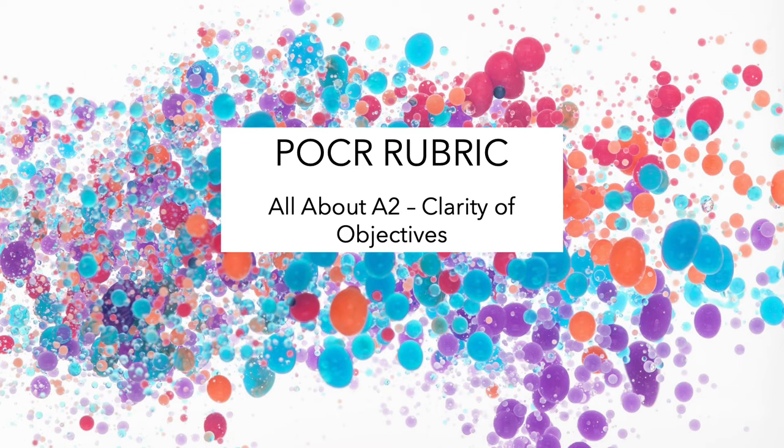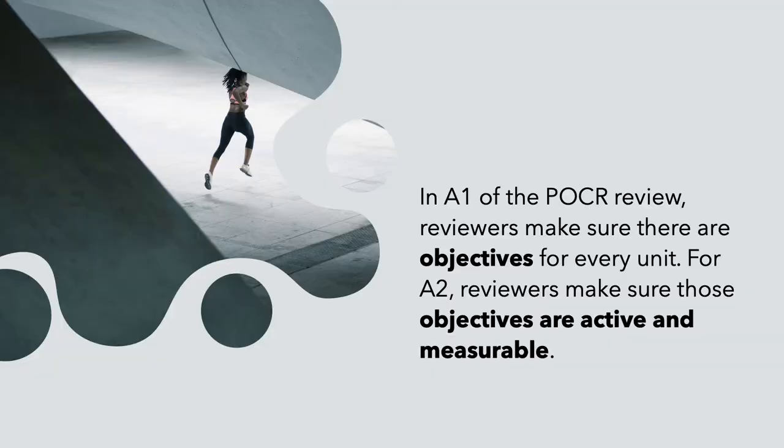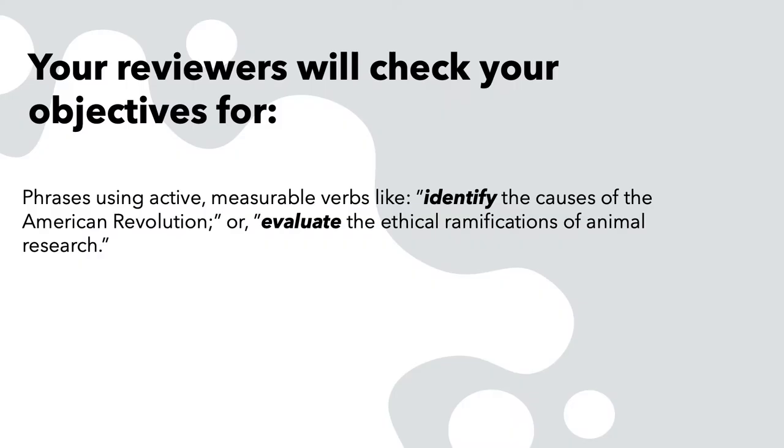Conquering item A2 of the rubric has to do with clarifying your student objectives and making sure that they are active. So in A1 of the review, the reviewers will make sure there are objectives for every one of your class units. For A2, the reviewers will be looking closely at those objectives and making sure they are active and measurable. Specifically, they will be looking for active measurable verbs like identify, or evaluate, or assess, or create.